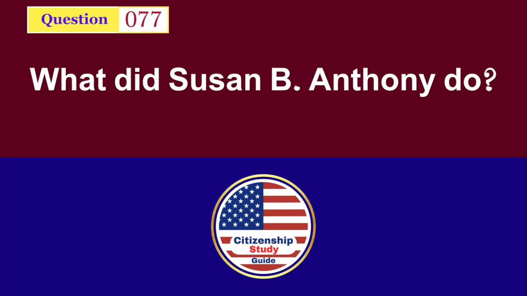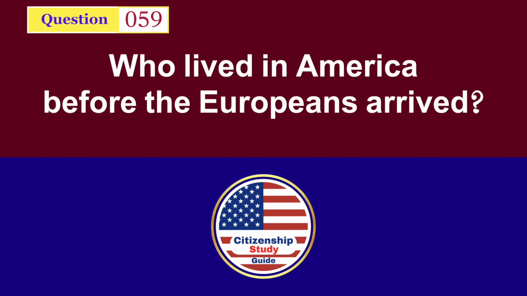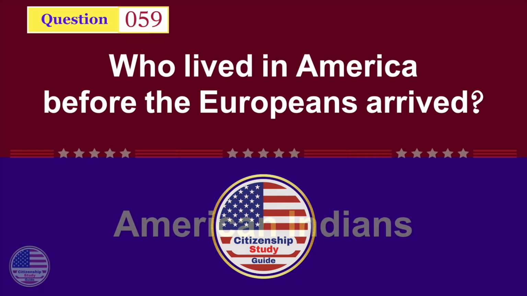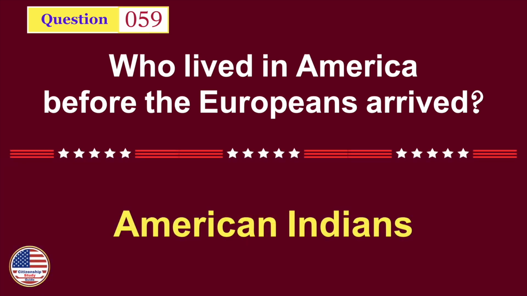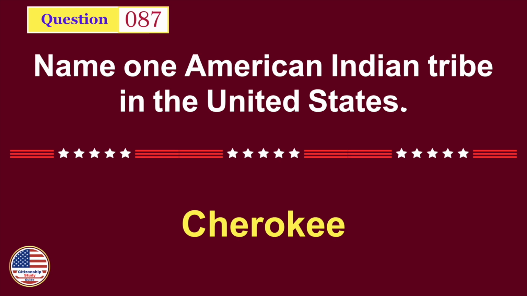What did Susan B. Anthony do? Fought for women's rights. Who lived in America before the Europeans arrived? American Indians. Name one American Indian tribe in the United States. Cherokee.